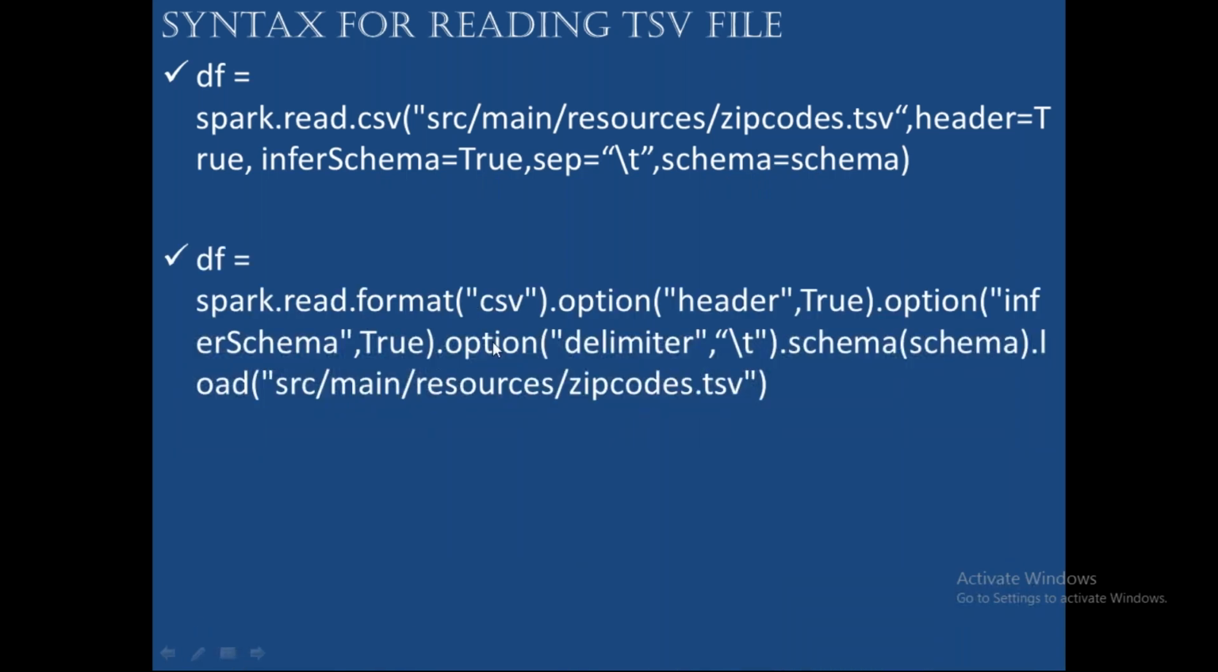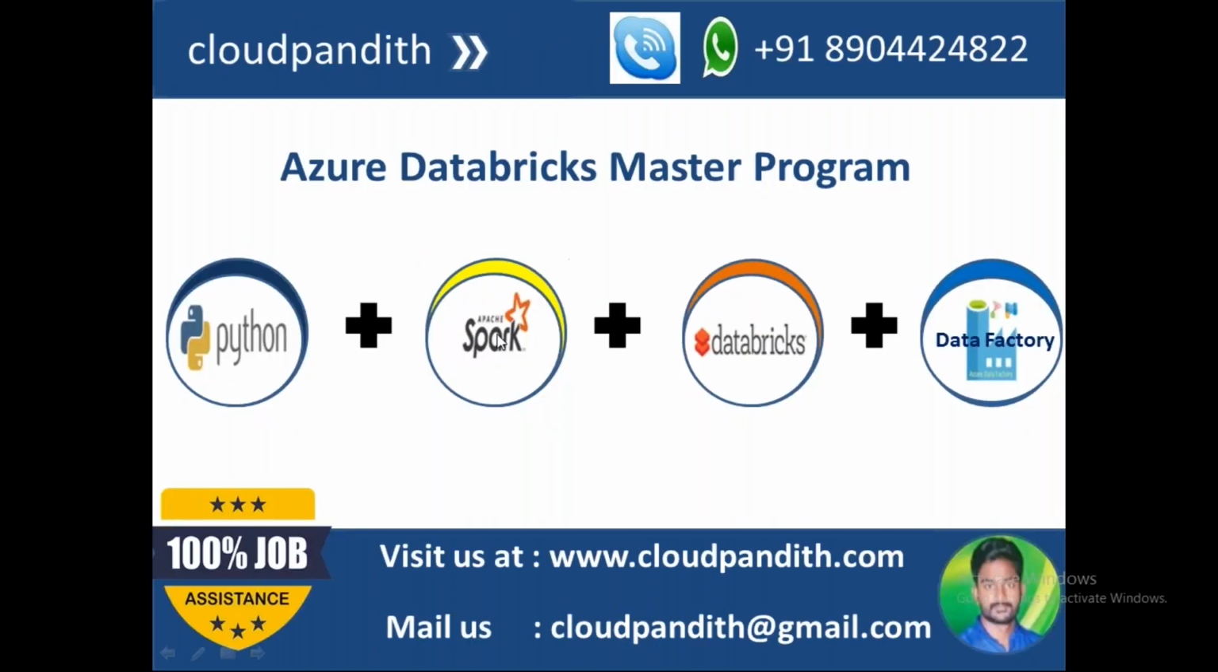Next, spark.read.format, it's a CSV, header equal to true, inferSchema equal to true, and delimiter is tab. Then schema, then load. I am loading this particular TSV file from this location. Okay, so this is the syntax for reading your TSV files. So that's all. These are the slides available.